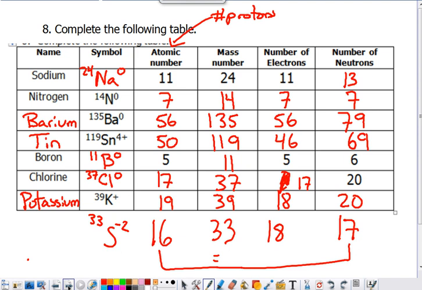Chlorine was the only one that was a little bit tricky. And that's because I didn't tell you the charge or the electrons. That was kind of evil. But let's talk about all of the others before we talk about chlorine.